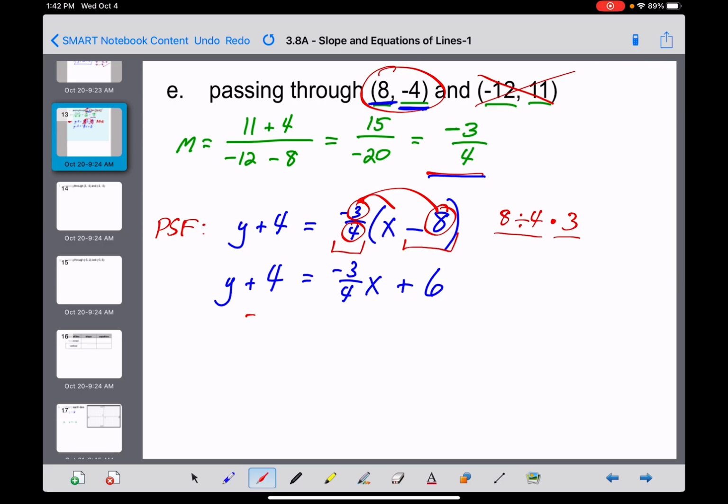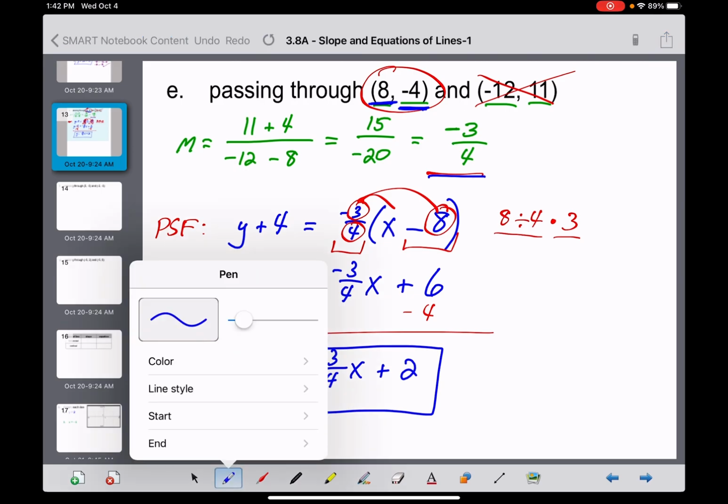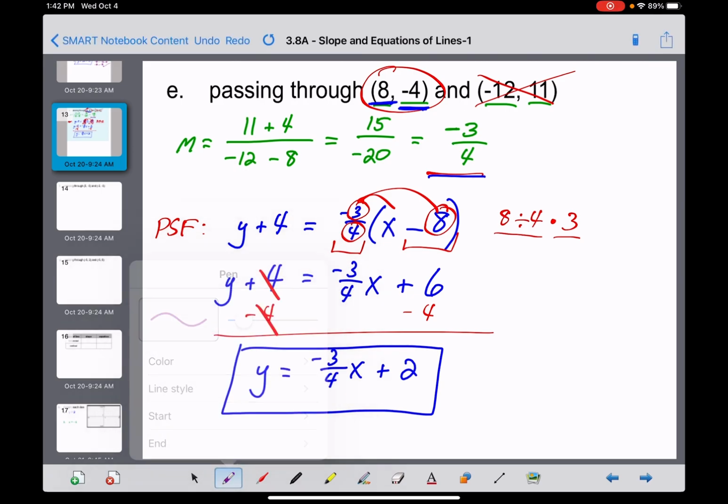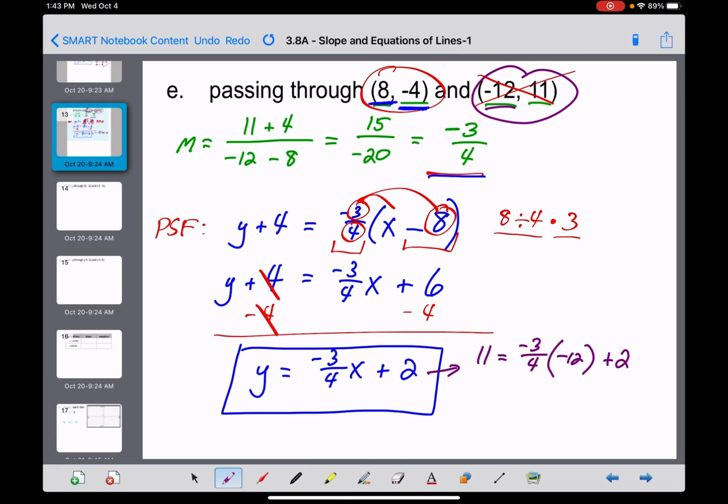Okay, now we just need to subtract a 4 from both sides, gone, and that gets us y is equal to negative 3/4 x and then a plus 2. So there should be our answer. Let's test it real quick just to make sure we got it right. Let's use this point right here. Our y value there is 11. That equals, or should equal, negative 3/4 times an x value of negative 12 plus 2.